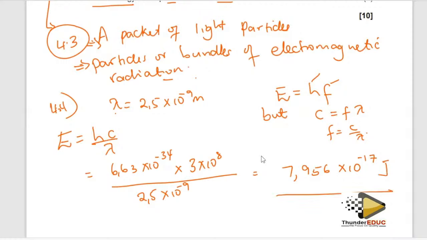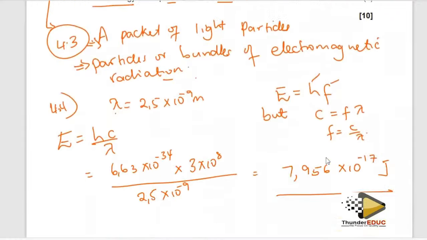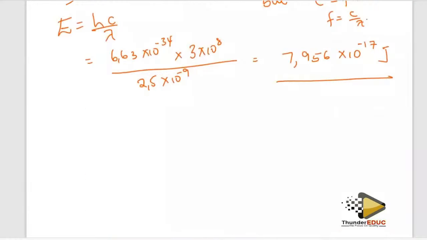All right, so that is that. And that is how we would have worked out 4.4. All right, we move on to the next question.